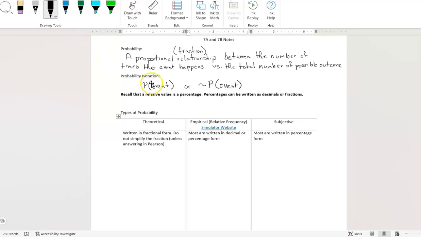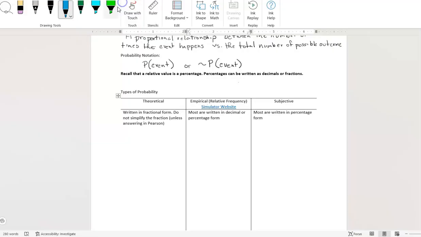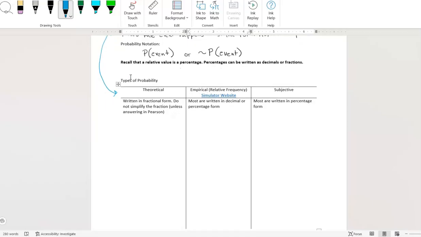And so when we talk about our theoretical probability, there's three different types of probabilities: theoretical, empirical, or sometimes known as relative frequency, and subjective. And theoretical is based on the definition. So the definition and theoretical probability go together. This is the fraction. So it's written in fractional form, and we do not simplify that fraction unless answering in Pearson, and Pearson always wants you to simplify your fractions. But we're going to talk about why we don't want to simplify our fractions.